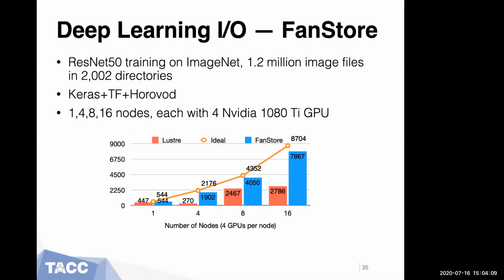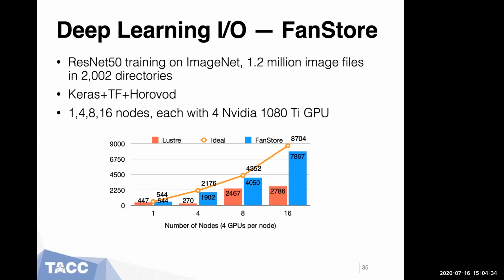So with this, here is the performance. We trained ResNet 50 on the ImageNet dataset, using the same Keras TensorFlow framework. We scale this from 1 node to 4 to 16 nodes with 4 GPUs each. And here you can see this blue bar: we are almost 90% efficient compared to the ideal, linearly scaled value.